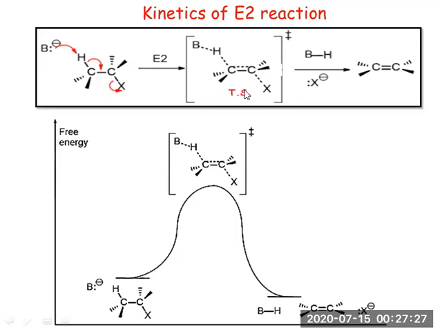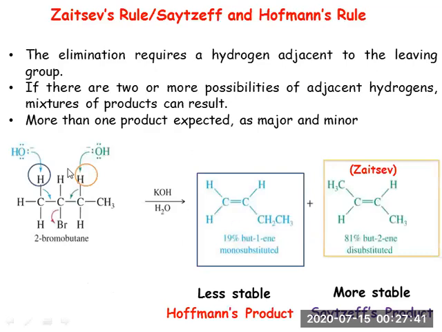So you'll find that you get one transition state, and then it falls into a product where a carbon to carbon double bond is formed. So this is how energy goes on increasing and then decreases to give you the product in E2 elimination.